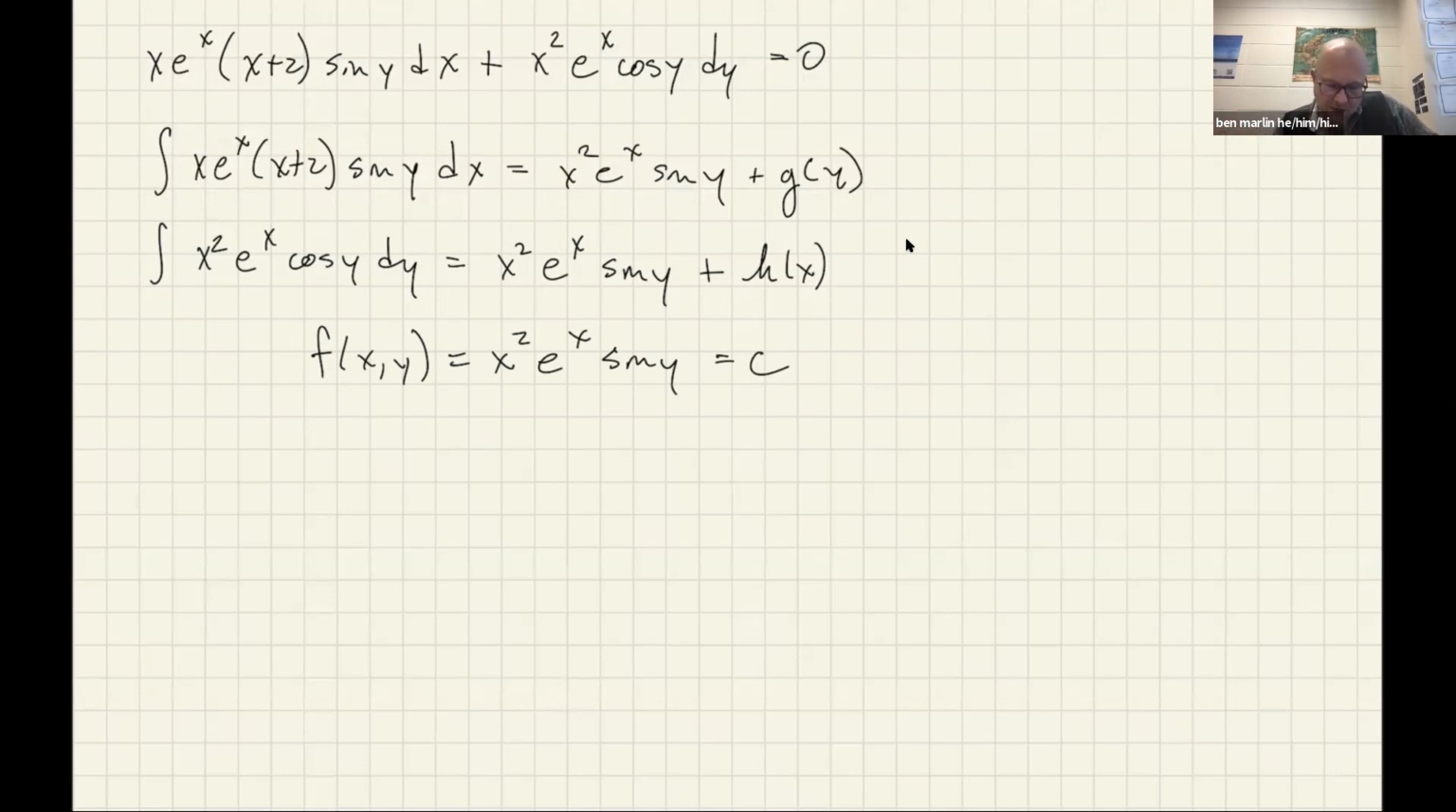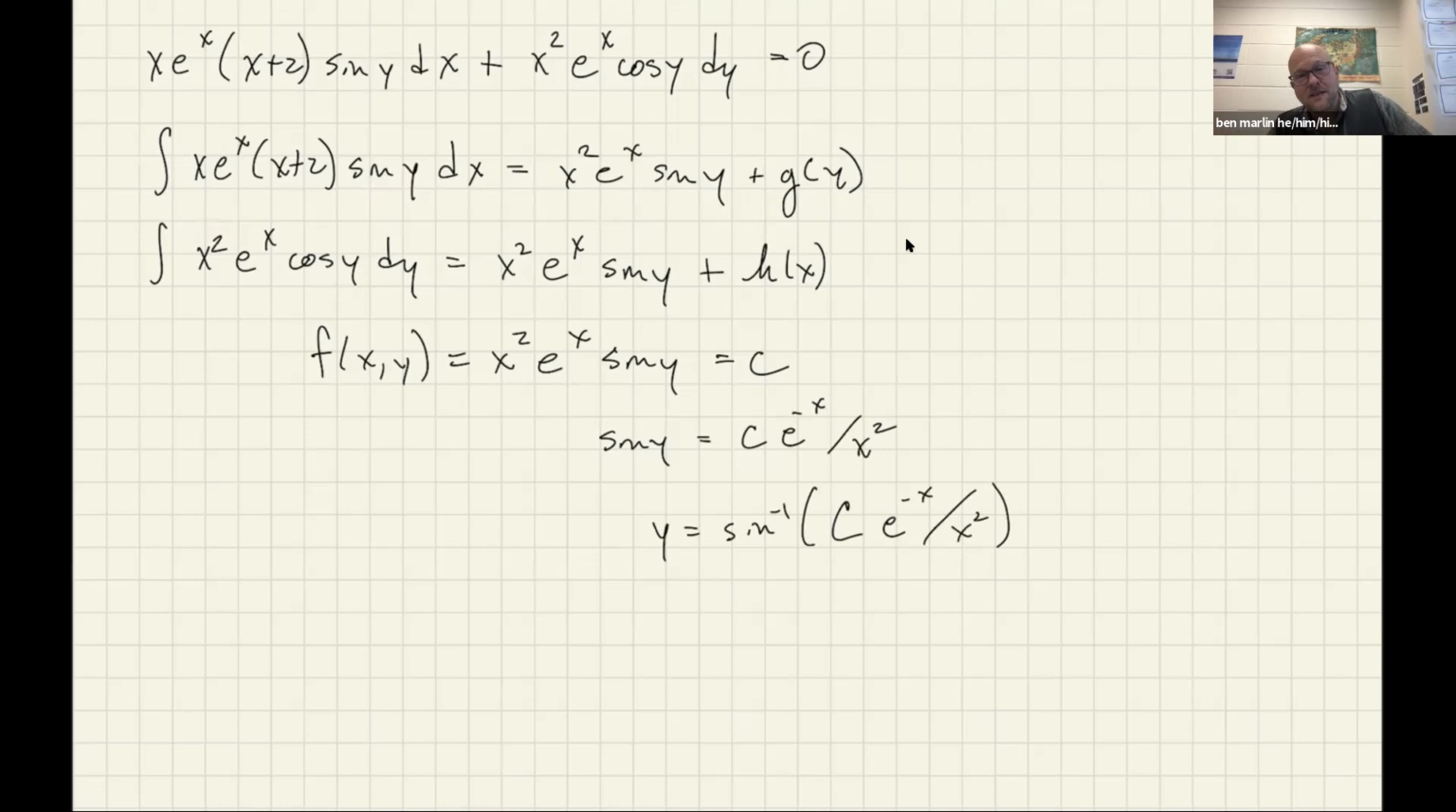But failing that, you could say that you have c e to the minus x divided by x squared here, and say your y is this inverse sine c e to the minus x over x squared. Keep in mind, inverse sine is not nice, so we can't distribute it through to multiplication or division or anything. But we have a solution.